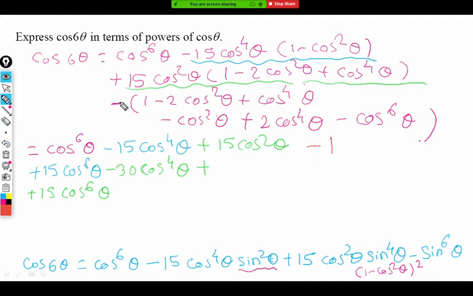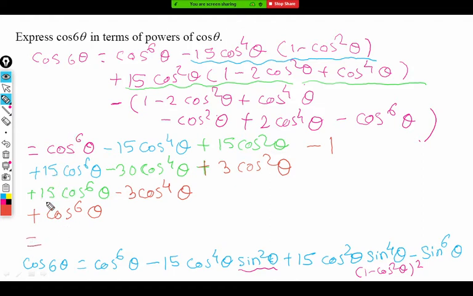Minus 1. Then you will observe minus 3 cos square theta, but outside there is a minus, so it is an addition, plus 3 cos square theta. I'll write that here, plus 3 cos square theta. This is 3 cos 4 theta, but minus 3 cos 4 theta. And lastly, I will write plus cos 6 theta.